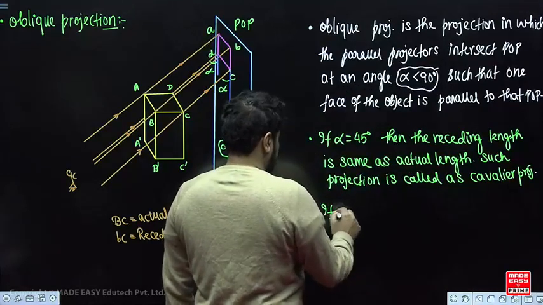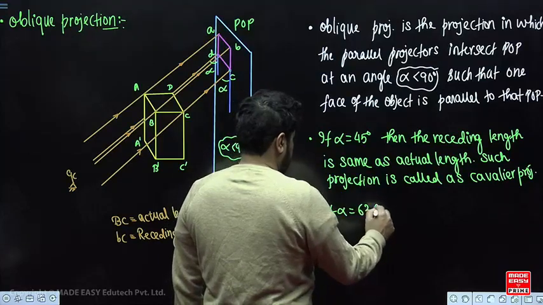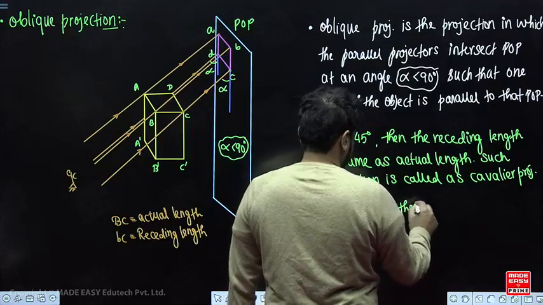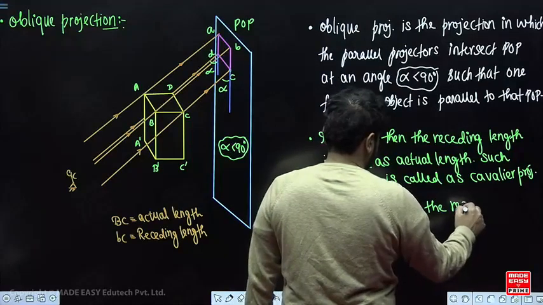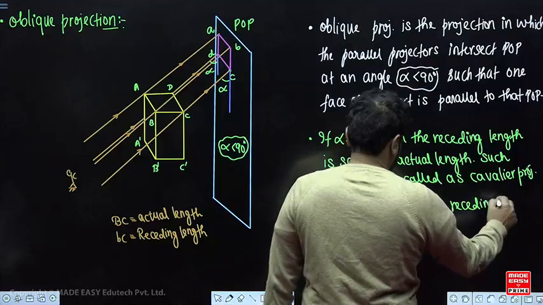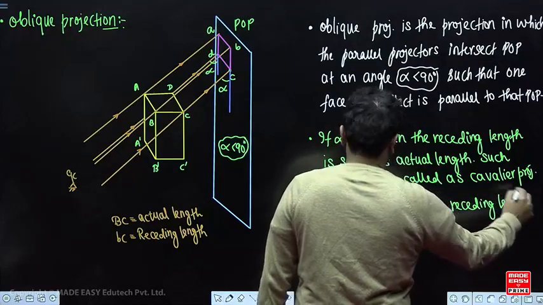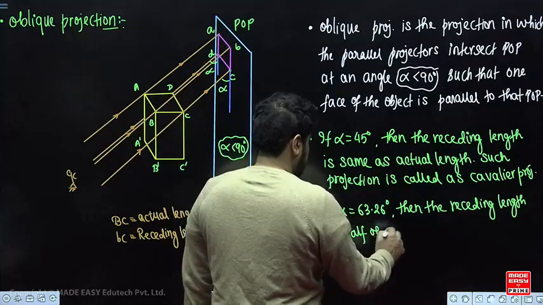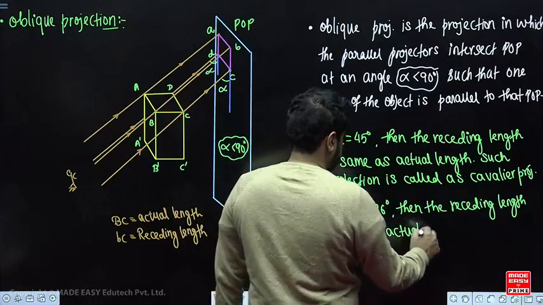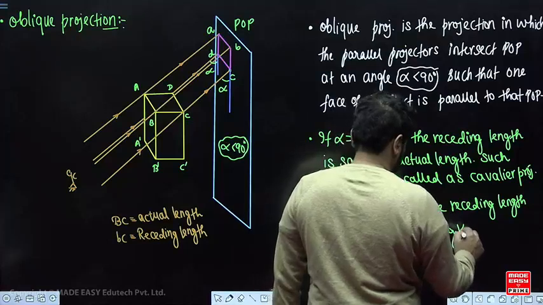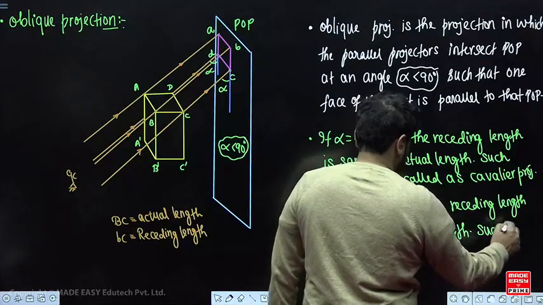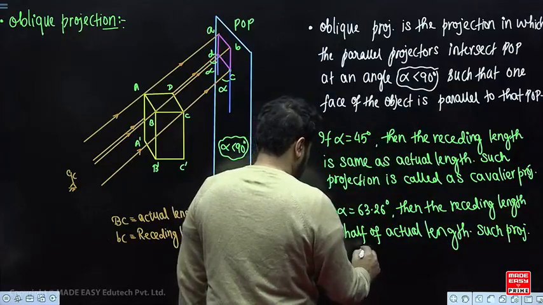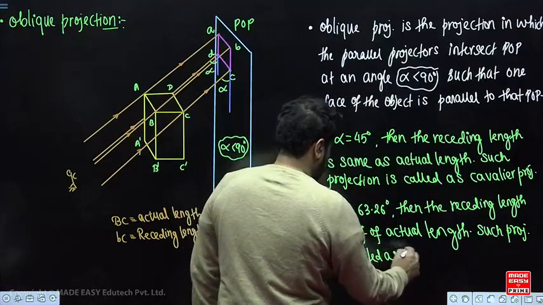Similarly, if alpha is equal to 63.26 degrees, then the receding length is half of the actual length. Such a projection is called cabinet projection.